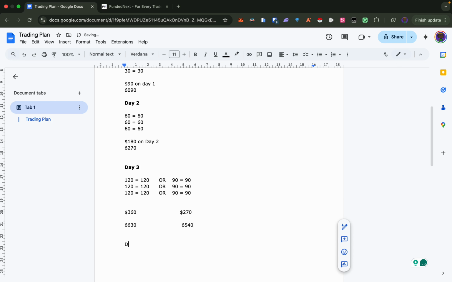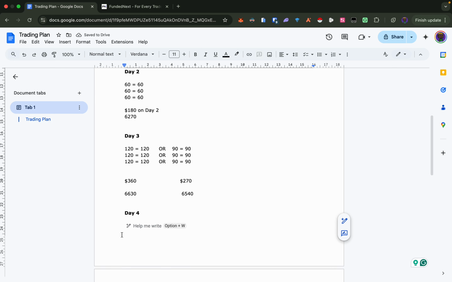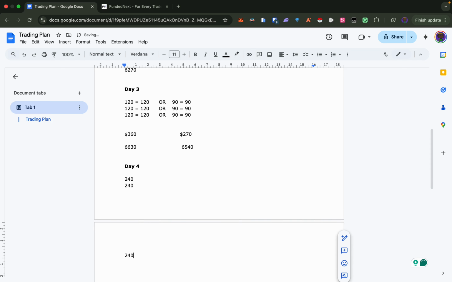So let's say you have passed the challenge and then use your real money, you're going to get payouts from your profit account, because after you pass the challenge, any money that you make, you can get paid out. So now let's go. I use 120 on day three. Now I'm going to double it to 240. So you can see it's compounding.